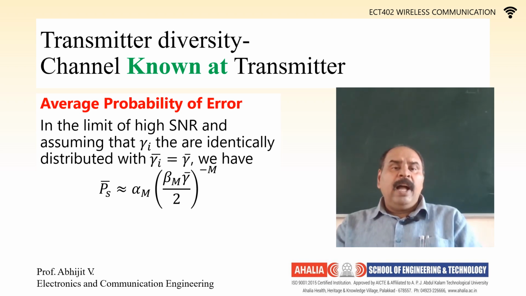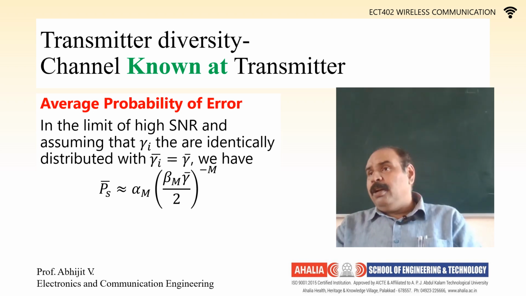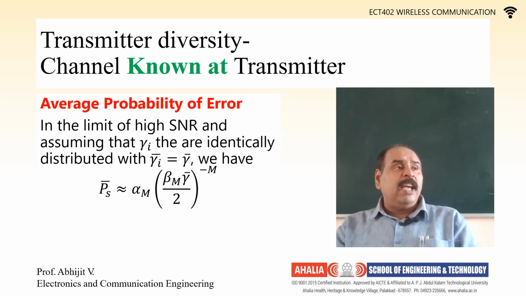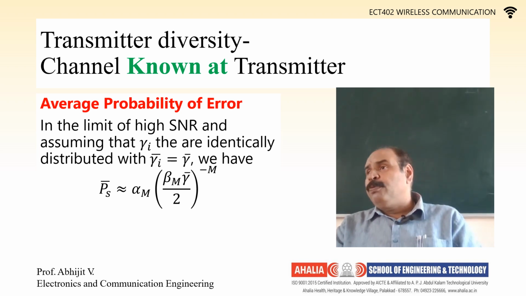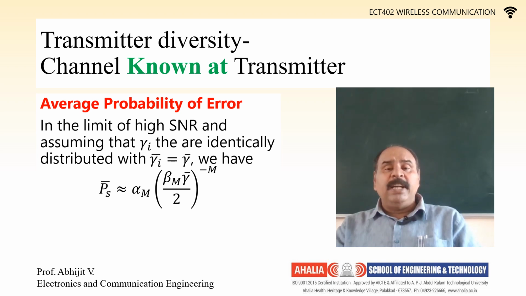So at high SNR, what happens? The diversity order of this transmit diversity is m. So both transmit and receive diversity, using the same as maximal ratio combining, achieve full diversity order. That means you get the maximum.